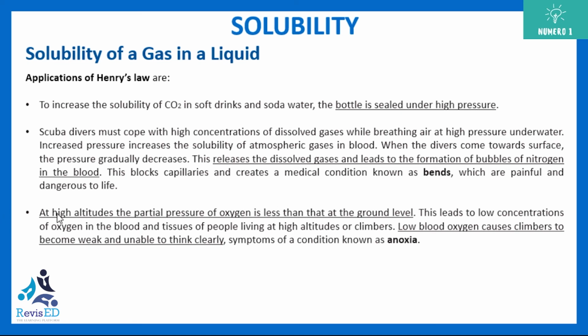Now similarly, there is another application: at high altitude the partial pressure of oxygen is less. For example, if you are going to climb Everest, there is always something called a base camp. You have to go there and stay there. The idea is to adjust to the environment because the oxygen there is quite less. Low oxygen in your blood causes climbers to become weak and unable to think clearly. Because of this, they need to adjust to the environment. This condition of having low blood oxygen is called anoxia.